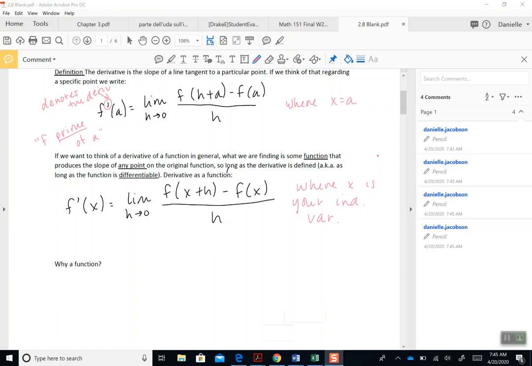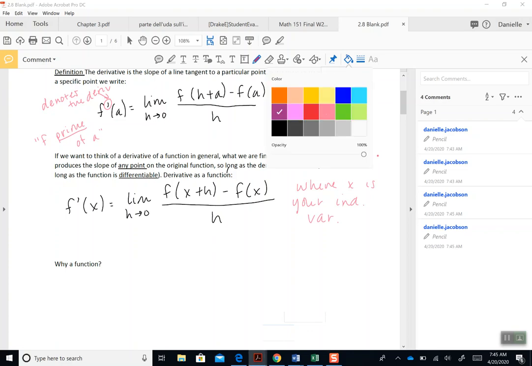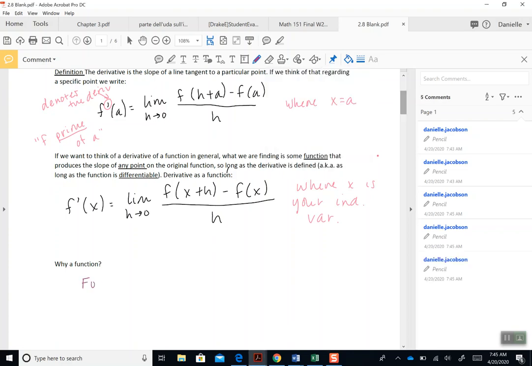And I have the question, why a function down here? If we were in class, I'd ask, why would we want to make this a function again? And I would hope your response would be, so we can make things more efficient. So really, it's for efficiency. Another thing is it also helps to see where our derivative is defined. That really means where this function is differentiable.